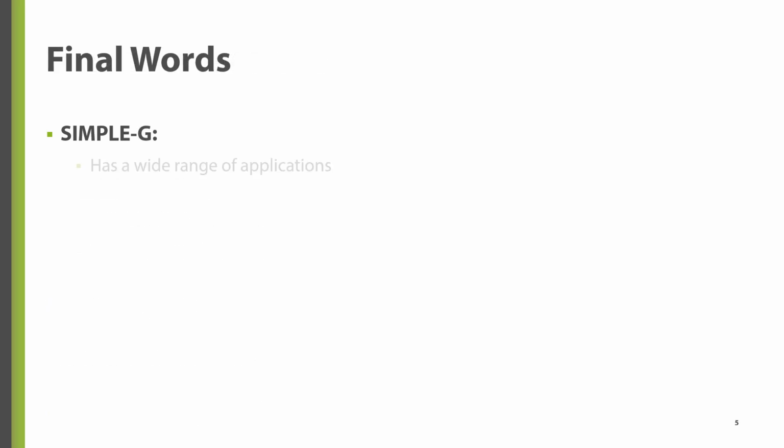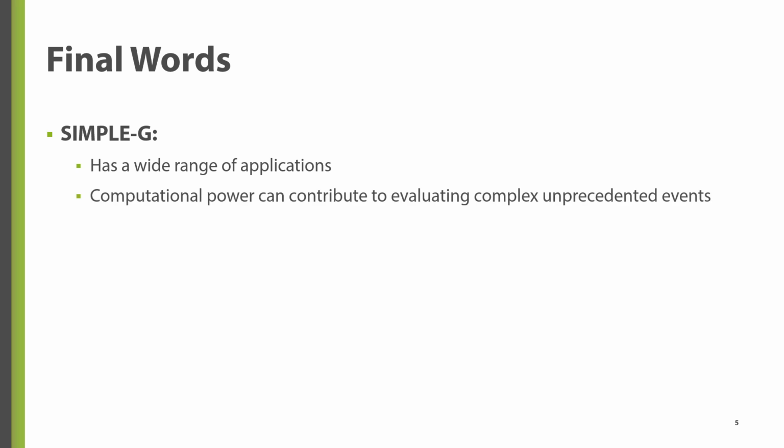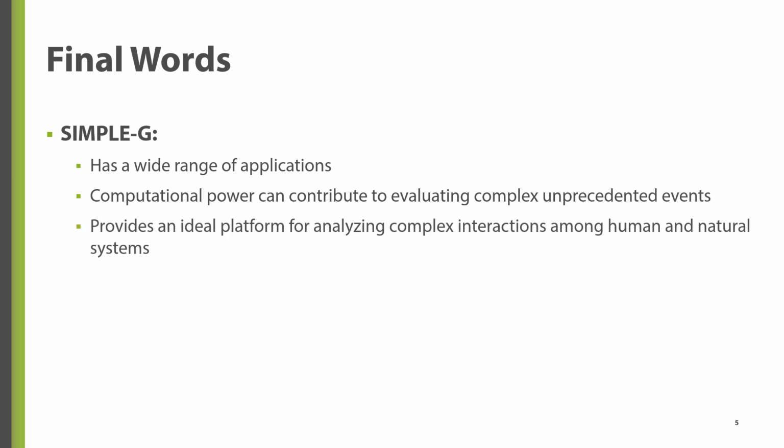If you're interested in learning more about future directions for Simple-G, please review Chapter 18 in the book. In summary, the Simple-G framework is a powerful tool that can contribute to our understanding of land and water sustainability challenges. By integrating economic and biophysical data and methods at a high spatial resolution, Simple-G provides an ideal platform for analyzing complex interactions among human and natural systems.